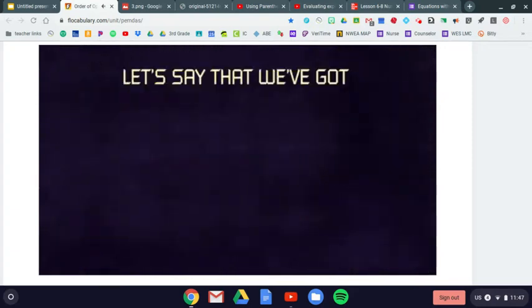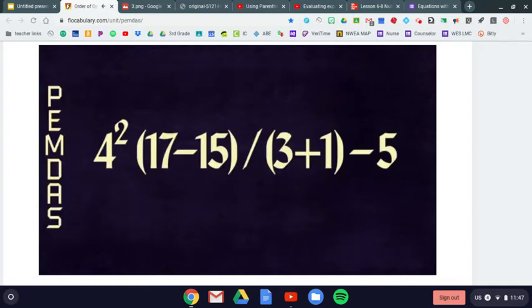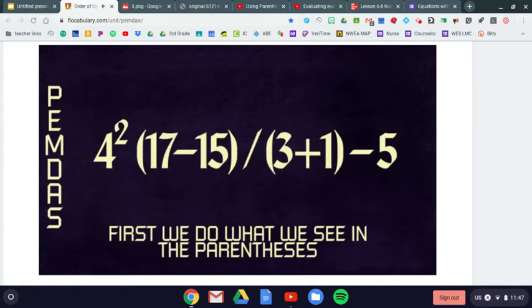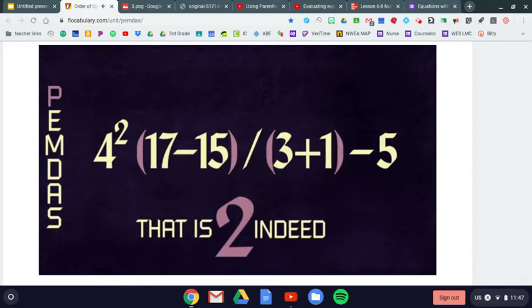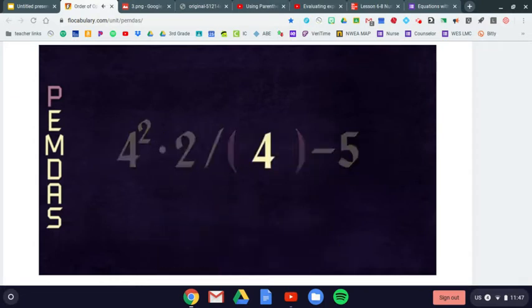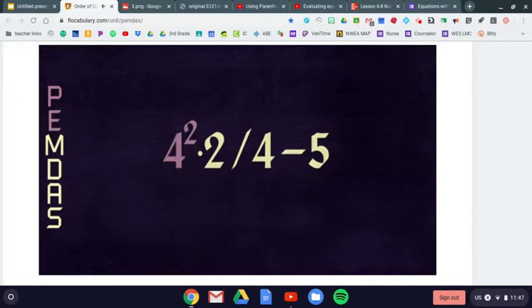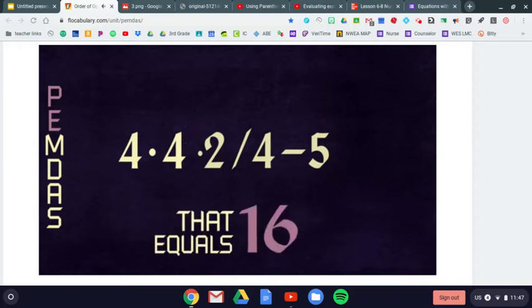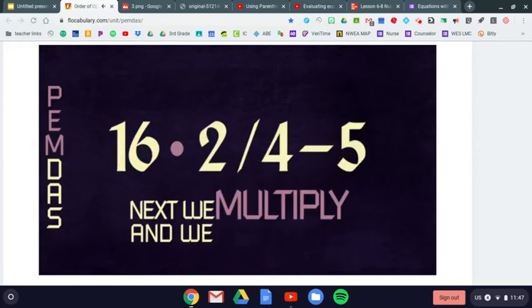Okay, let's say that we've got this. Let's use PEMDAS, see what we accomplish. First we do what we see in the parentheses. 17 minus 15, that is 2 indeed. 3 plus 1, that is 4. Now, exponents is what we'll be dealing with. 4 to the second means 4 times 4. That equals 16. Next we multiply.